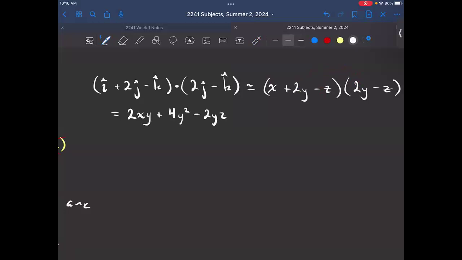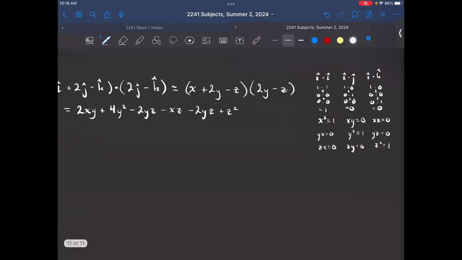Okay, and then we've got all of the products with the minus z term over there. So we have x times minus z gives us minus xz. And then 2y times minus z gives us minus 2yz again. Last, minus z times minus z gives us positive z squared.